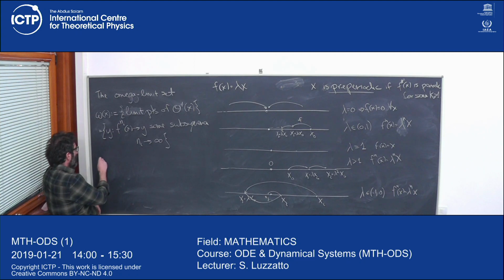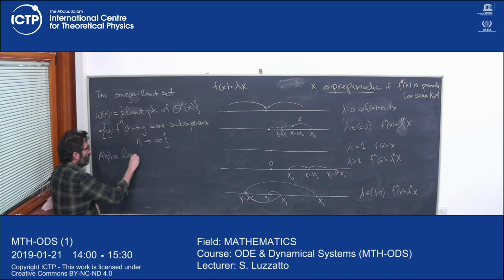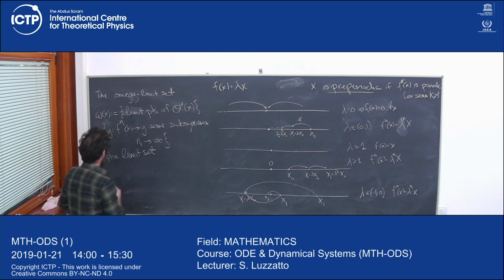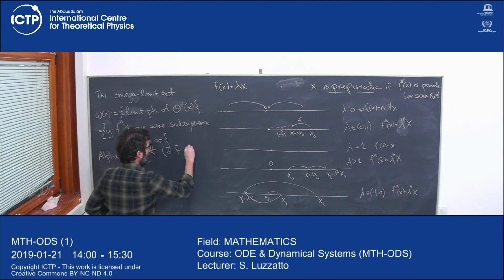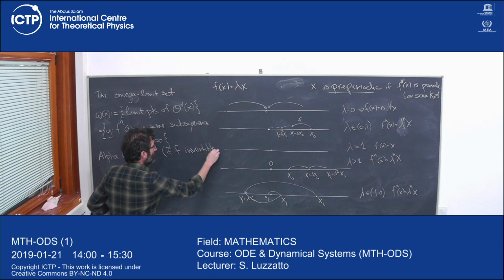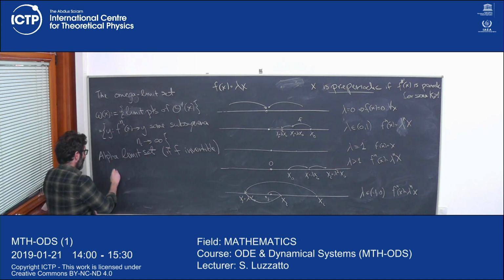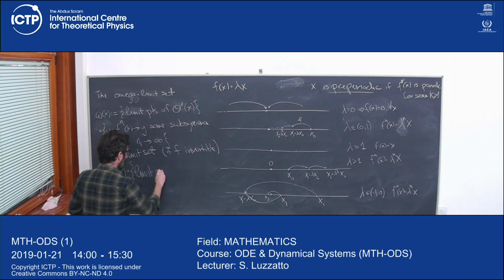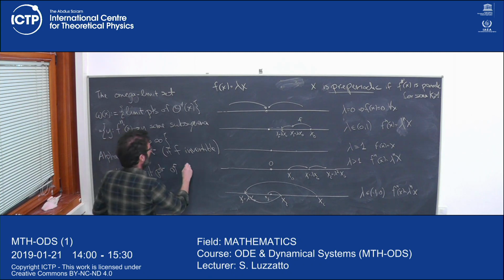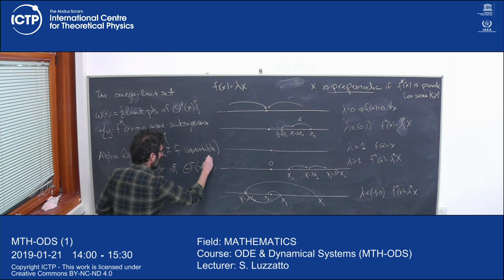And similarly, we define the alpha limit set if f is invertible. We define alpha of x as equal to the limit points of the backward orbit of x. It's the same.